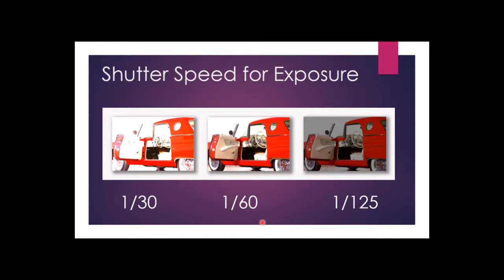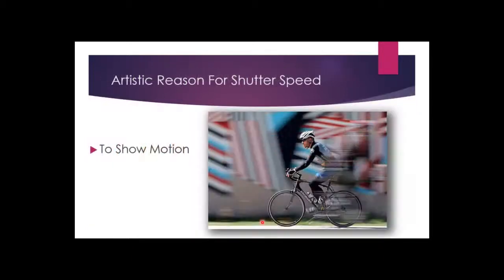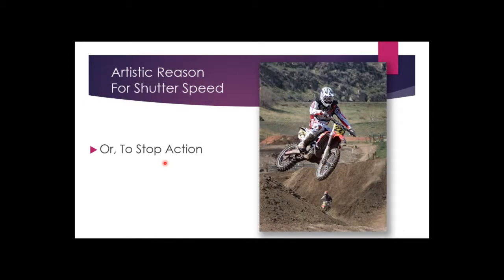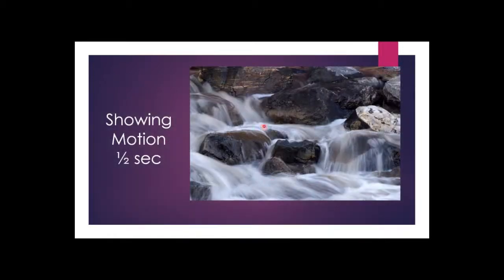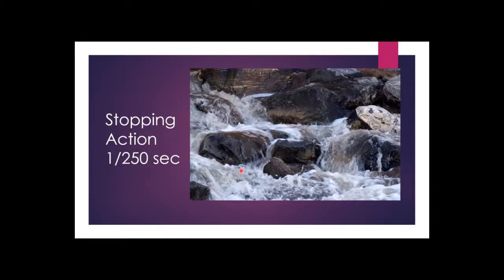But just like with aperture, there's also an artistic reason for changing our shutter speed, and that is to either show motion or to stop action. So if our priority in taking our pictures is either to show motion or stop action, then our priority is going to be shutter speed. If I want a really smooth looking, kind of surreal effect from the water coming over these rocks, I'm going to use a really slow shutter speed. But on the other hand, if I want it to look a little bit more chaotic and I want to freeze the water, then I'm going to use a fast shutter speed.